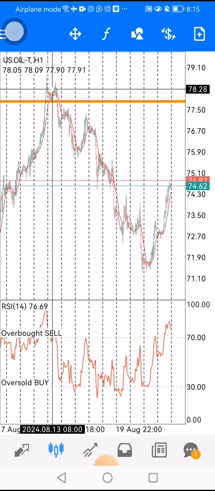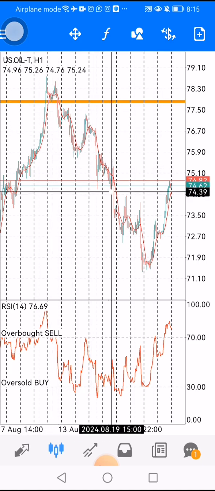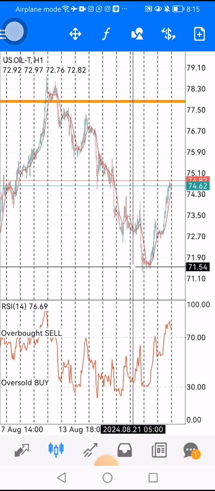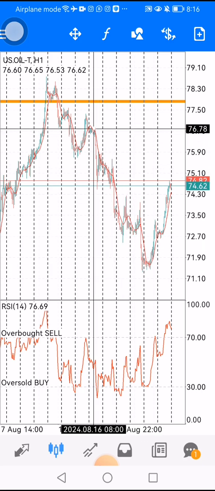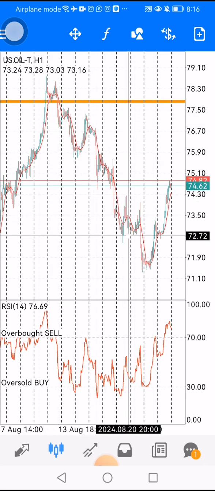Actually, the whole of August, it was selling, going all the way down because the inventories were less than the forecast. The actual inventories were less than the forecast, making the dollar strong, and then pushing the price of oil down. Remember, a strong dollar makes the price of oil weak.